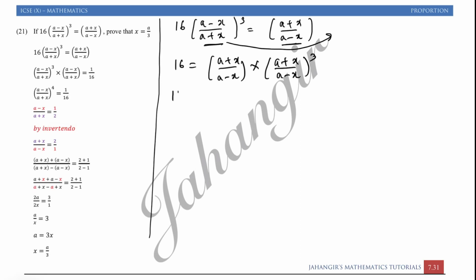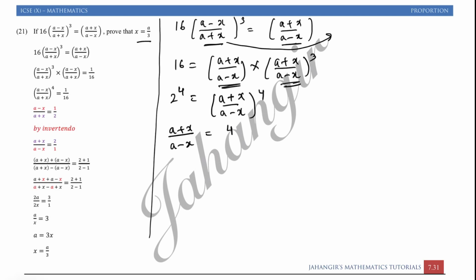So 16 I can write as 2 raised to 4, and this will become (a plus x upon a minus x) into (a plus x upon a minus x). So I can write (a plus x upon a minus x) whole raised to 4. Now we will remove the fourth root on both sides. So we will get a plus x upon a minus x is equal to 4.